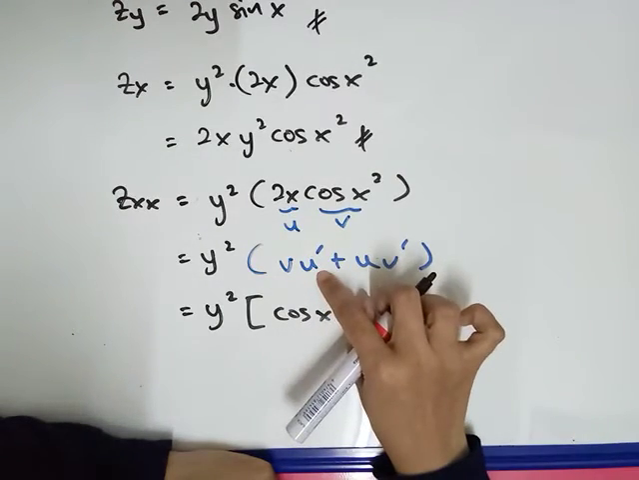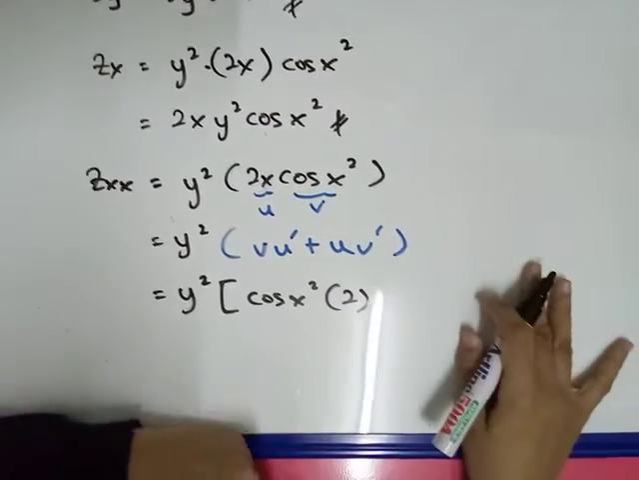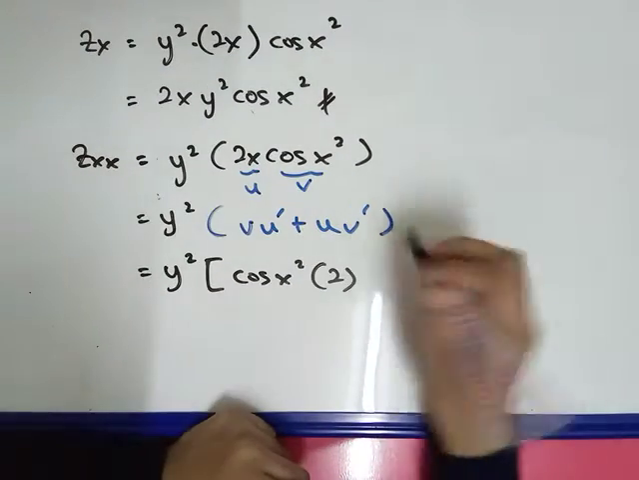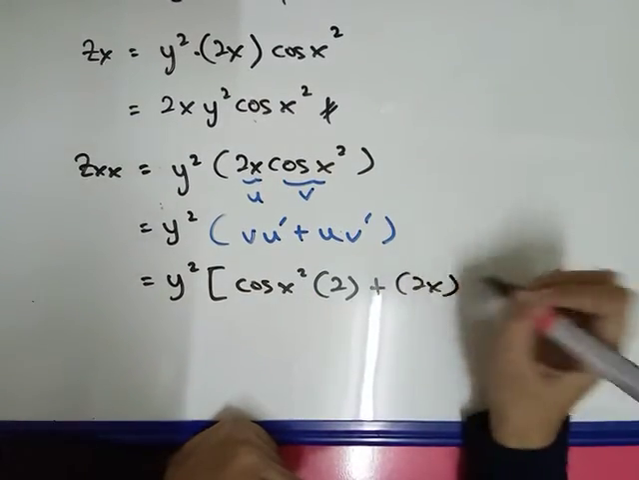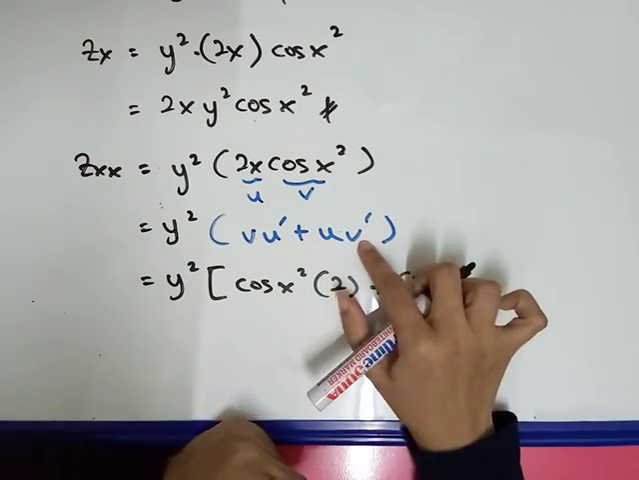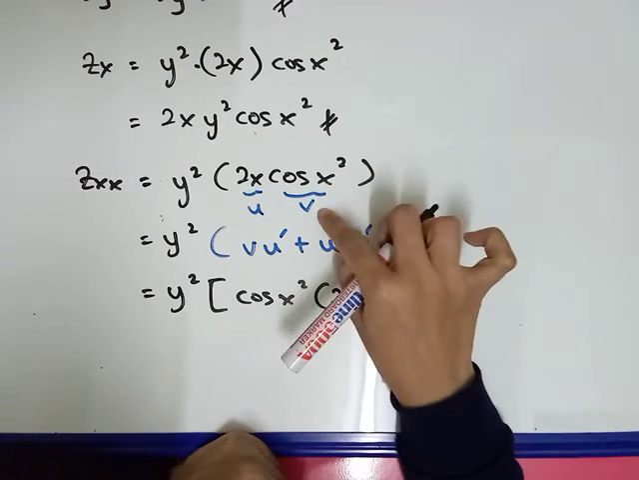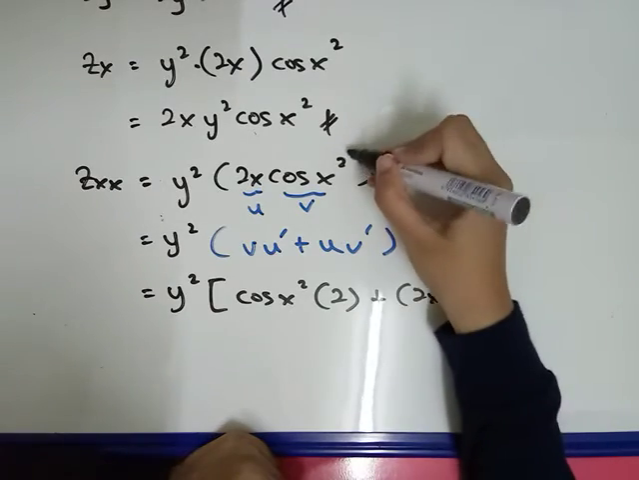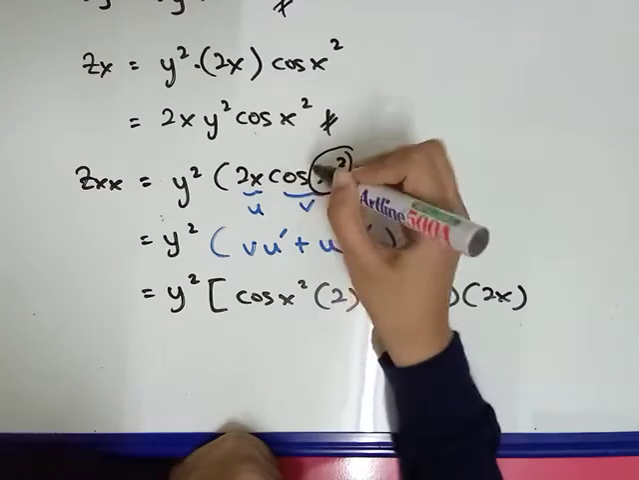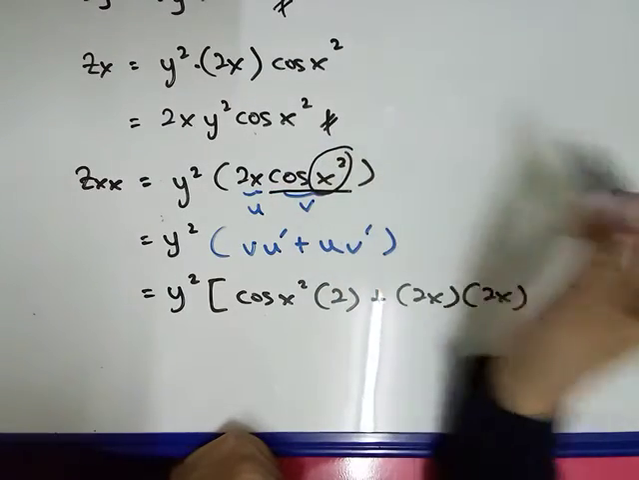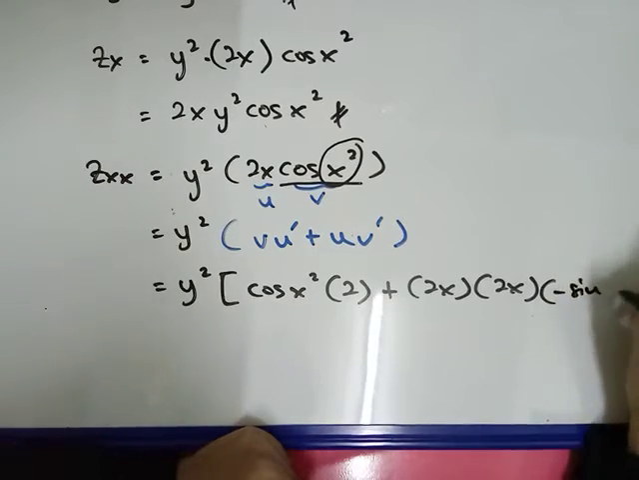U prime, that means you need to differentiate 2x. Differentiate 2x, we get 2. And then plus u. What is u? U is 2x, multiplied with v prime. V is cos x squared, so differentiate v. That means you need to differentiate x squared first. You get 2x. And then differentiate cos x squared, we get negative sine x squared.